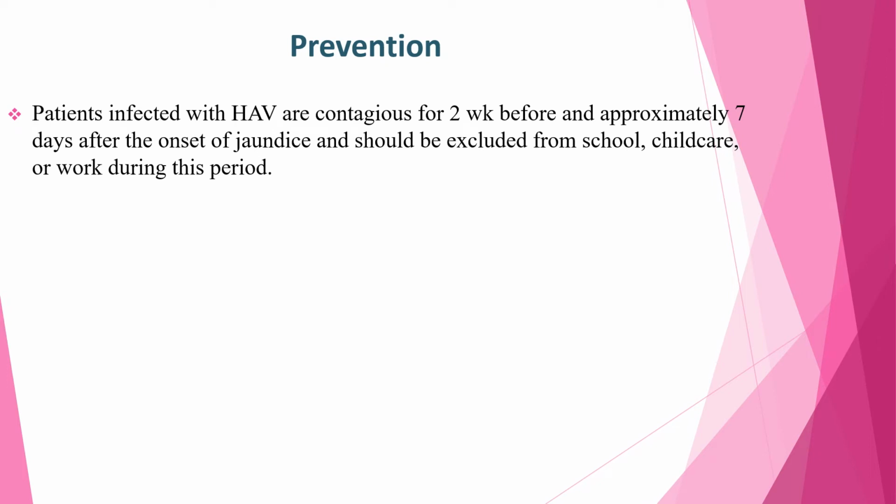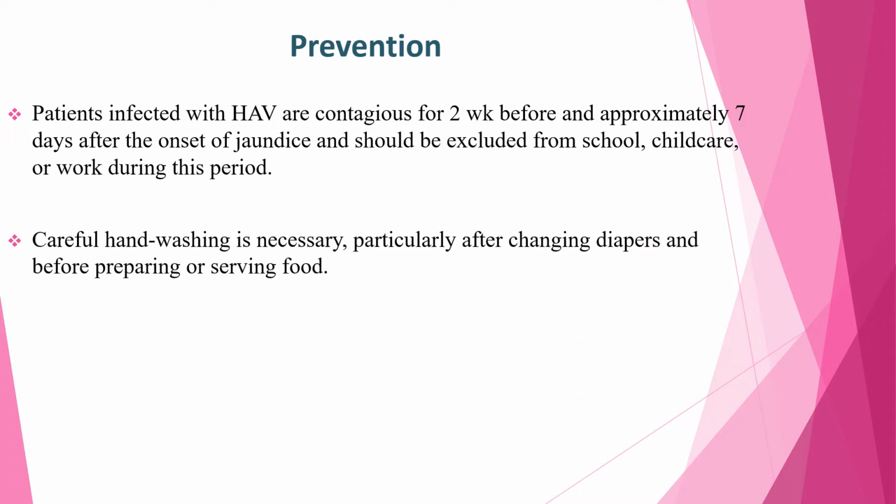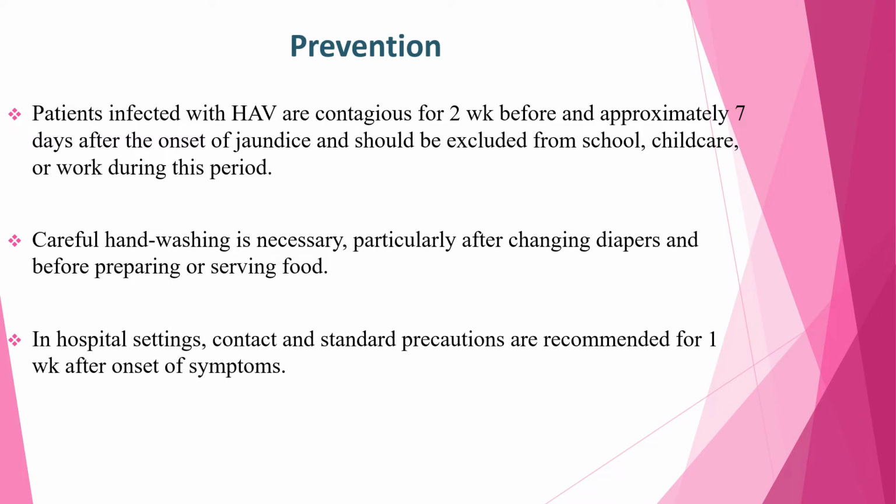Regarding prevention of hepatitis A virus, patients infected with hepatitis A virus are contagious for 2 weeks before and approximately 7 days after the onset of jaundice, and they should be excluded from school, childcare, or work during this period. Careful hand washing is necessary, particularly after changing diapers and before preparing or serving food. In hospital settings, contact and standard precautions are recommended for 1 week after onset of symptoms.